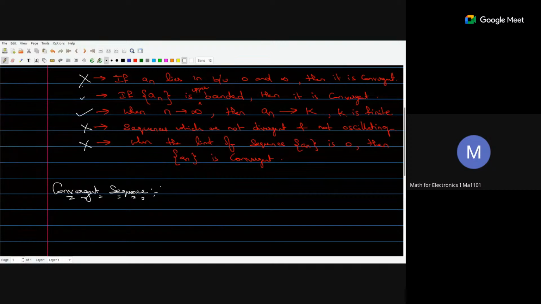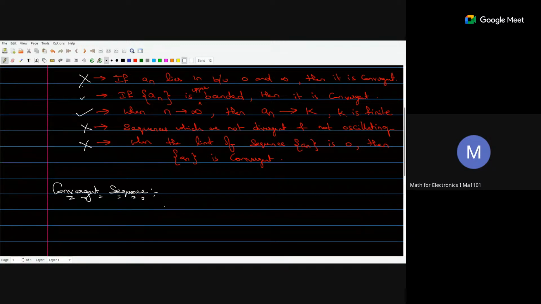And within those sequences, we are classifying some set of sequences as convergent sequences, and some are not convergent, which are called divergent. And there are a few sequences which are neither divergent nor convergent. Okay, so this is the classification we do for sequences. So out of all possible sequences, these are the three main classifications we have, and the very first class is convergent sequences.